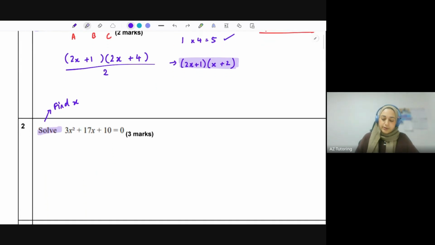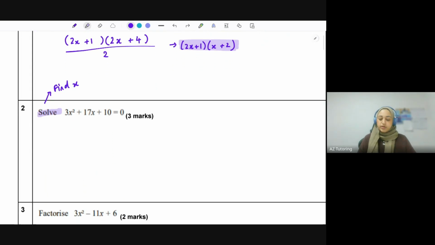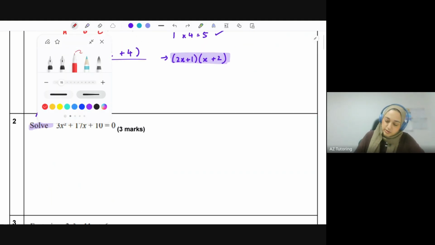We've just factorized it. Okay, this question here says solve 3x squared plus 17x plus 10 equals 0. So basically find where it crosses the x-axis. We are going to expect two answers. Now here, I'm going to use the quadratic formula method, so you can see that.